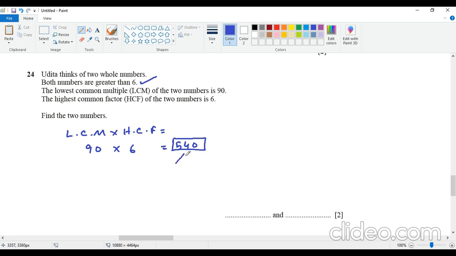So we know very well that this number is the product of those two numbers which are greater than 6. So how I see is that 18 times 30 gives us 540, and both the numbers are bigger than 6. So that means your final answer is going to be 18 and 30, because 18 multiplied by 30 gives us 540, and 90 is the LCM of these two numbers, and 6 is the HCF of these two numbers.